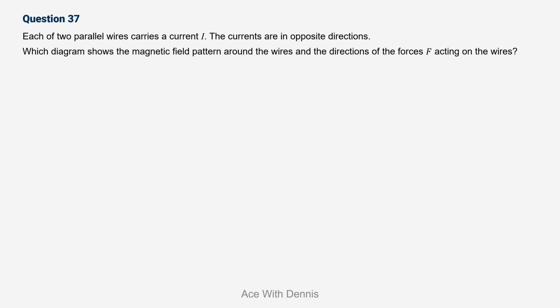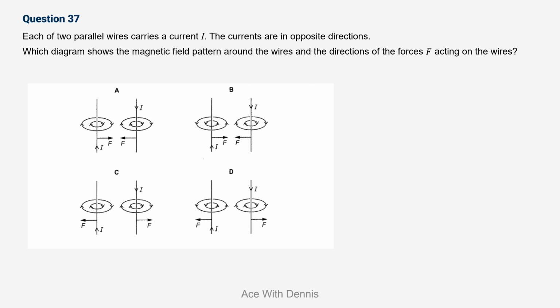Question 37. Each of two parallel wires carries a current I. The currents are in opposite directions. Which diagram shows the magnetic field pattern around the wires and the directions of the force F acting on the wires? So here are the few options. So to obtain the answer for this question, we need to refer to the right hand grip rule.